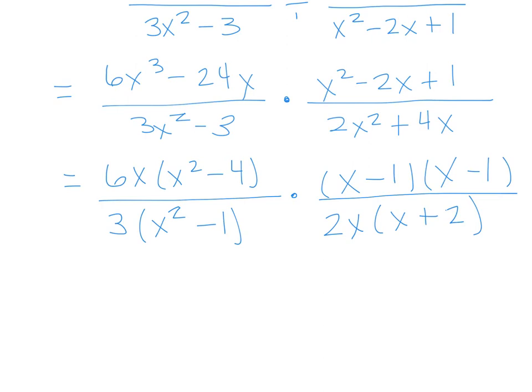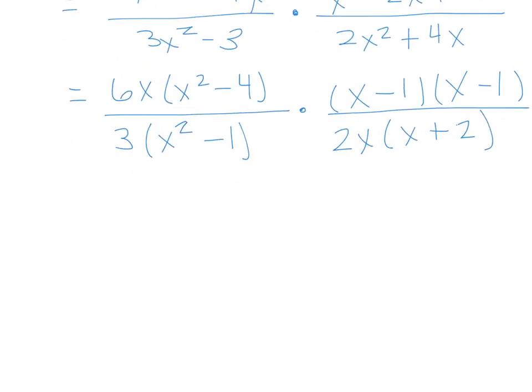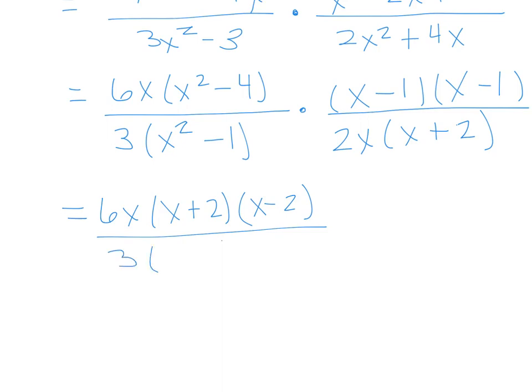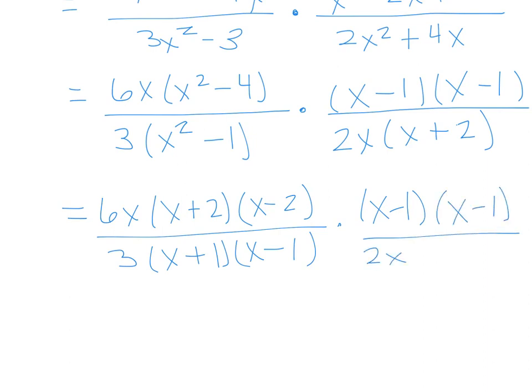Okay, we actually have a little more factoring to do in this first rational expression. So we have a 6x, but we've got the difference of 2 squares. So we want to write x and x, and then 4 is 2 squared, so 2 and 2, and we're going to have a plus and a minus. In the denominator, also have the difference of 2 squares, x and x, and it's 1 and 1, and then a plus and minus. So that's times x minus 1 times x minus 1 over 2x times x plus 2.